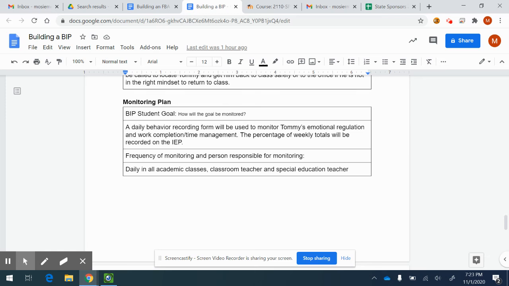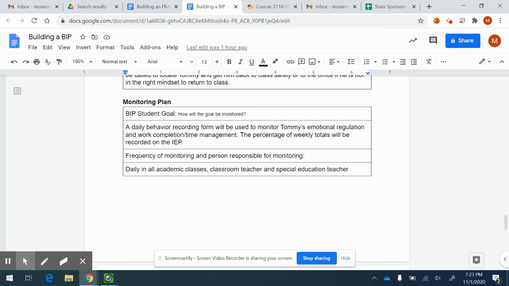And the way we will monitor those is by using the daily behavior recording form, and that will look like the emotional regulation piece, the task completion piece, and the time management piece, which were on the forms that I showed during the FBA. We will not monitor the organization and materials piece because we saw that part kind of weed itself out as we put interventions into play. So those will be recorded on the form to monitor his emotional regulation and work completion time management. Percentage of weekly totals will be recorded on the IEP.